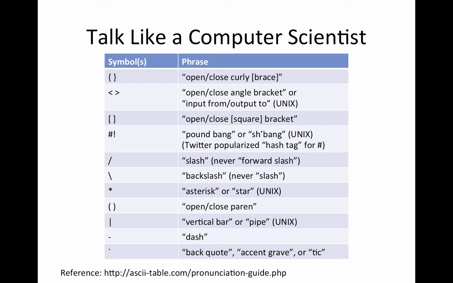If you remember, the open and close bracket we already used in the Hello World program when we wrote the main method. The main method had a pair of parentheses. Inside the pair of parentheses we wrote String, square brackets, args. The pound sign is also popularized because of Twitter as a hashtag.